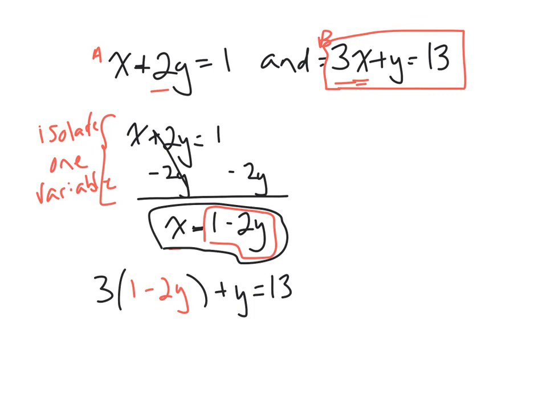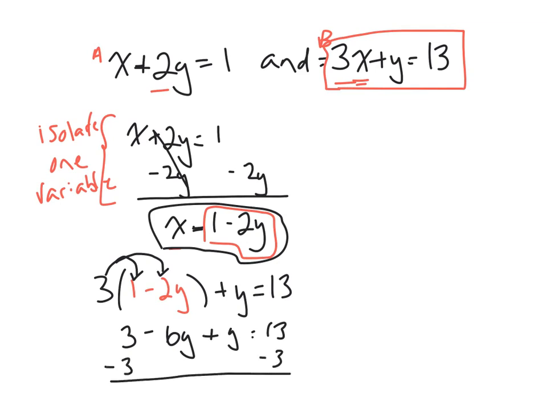I now need to expand my brackets. So I need to expand 3 by multiplying 3 by 1 and multiplying 3 by negative 2y. So 3 times 1 is 3. 3 times negative 2y is negative 6y plus y equals 13. Okay. So the next thing I'll do is let's move 3 over. So I'll subtract 3 and I'll subtract 3. And then that turns out into a 10.